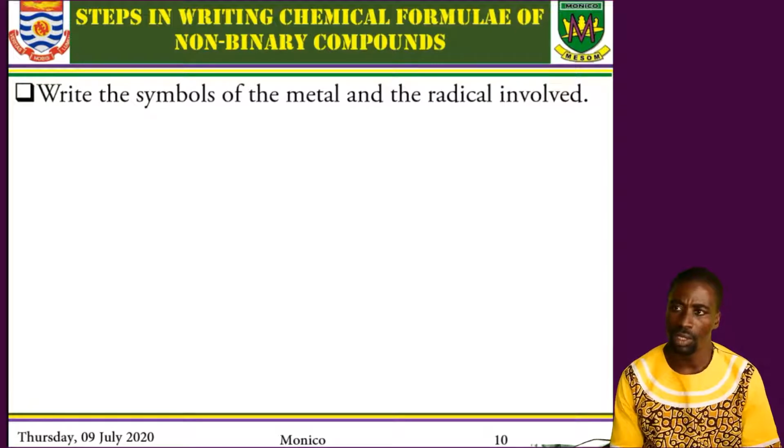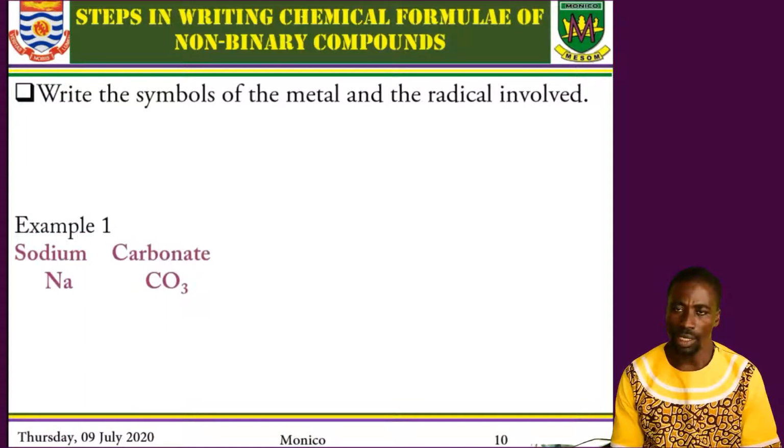You can have CO3 2- as another radical. The first step is to write the symbol of the metallic element and also the radical, just like the one we did for the binary compound. When a metal is bonded with a radical, you write the symbols involved first. For example, a bond between sodium and the carbonate compound: I have my symbol for sodium, which is Na, and carbonate, which is CO3.